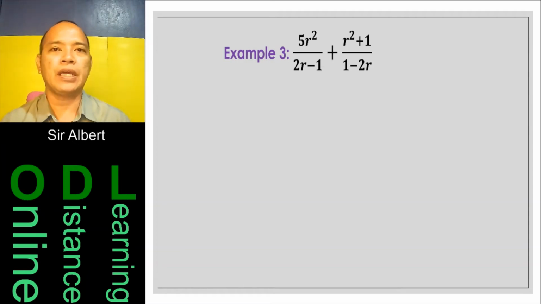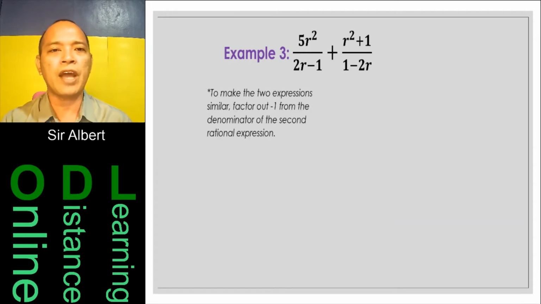Example number 3. At first glance, this doesn't seem to be the case of similar rational expressions because our denominators are different. But take note that the denominators are closely associated with each other, and we can actually easily convert this into similar rational expressions. We can do that by factoring out -1 from the denominator of the second rational expression.